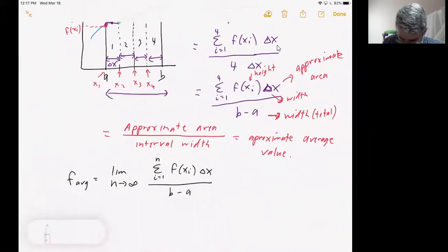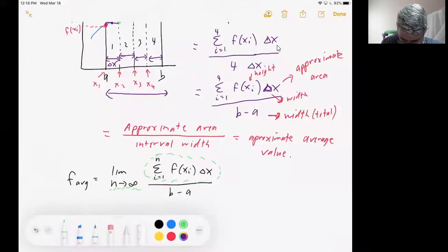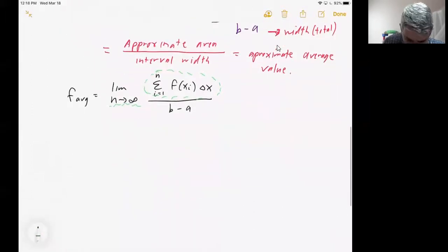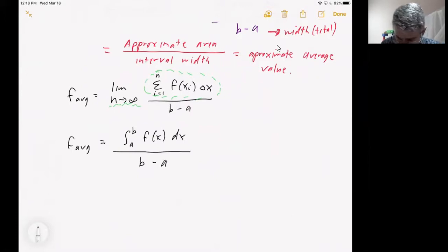Okay, the numerator of this is our definition, how we started out giving the definition of a definite integral. So if we have Riemann sums with an infinite number of slices, where the limit as n is approaching infinity, that would be equivalent to the definite integral. So we can rewrite this: f average is equal to the numerator, which would be the integral from a to b of f of x dx, all over b minus a.